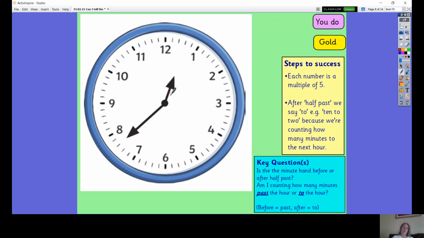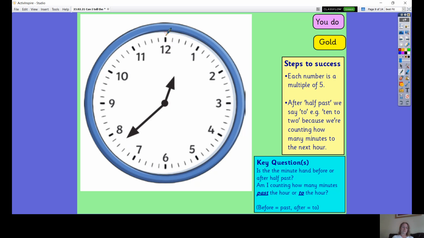We don't want to know what it's gone past. It's not a past time. We're not on the past side of the clock. That's this side. The minute hand is on the 2 side of the clock, so it's something to, and what's this one coming up to? It's coming up to 1. So it's something to 1, and we have to work out how many minutes to 1 it is.